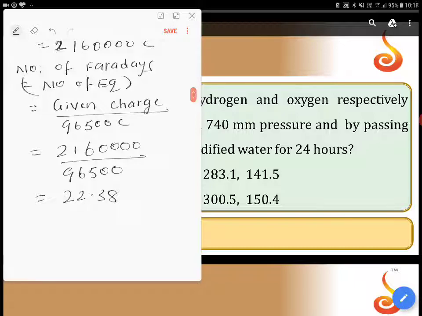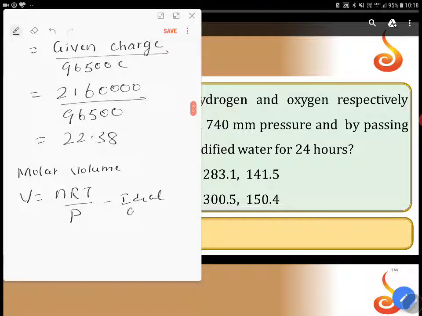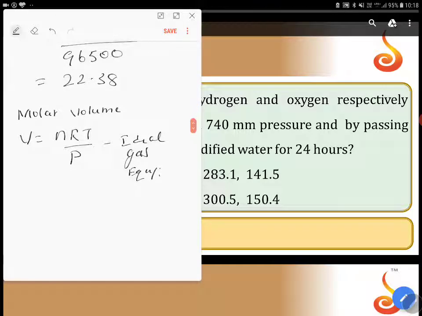Okay, great. Now we need to find the molar volume. Molar volume V is equal to nRT by P. So this is your ideal gas equation. That's what all the first PU physical chemistry concepts we need to sometimes think of. We need to apply that and find out.